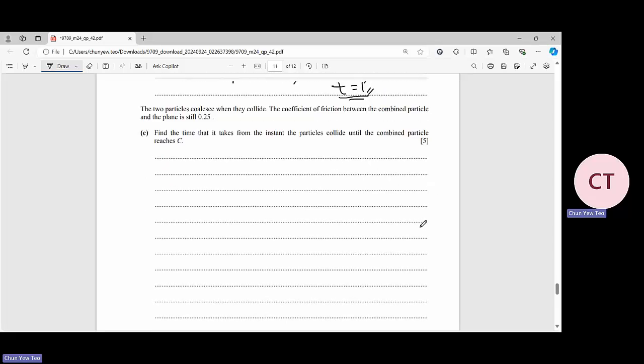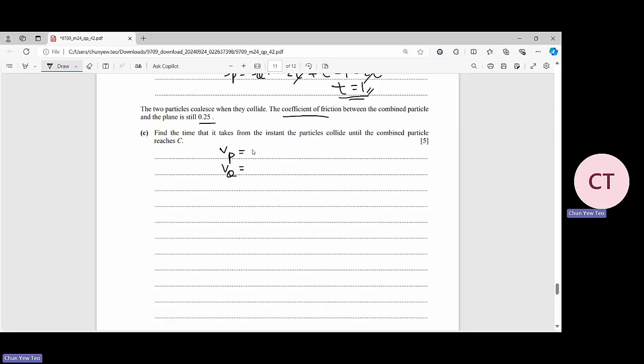The two particles coalesce when they collide. The coefficient of friction between the combined particle is still 0.25. Find the time it takes from the instant that the particles collide until the combined particle reaches C. So when they combine, first of all, we need to find the velocity of P before the collision and the velocity of Q before the collision.